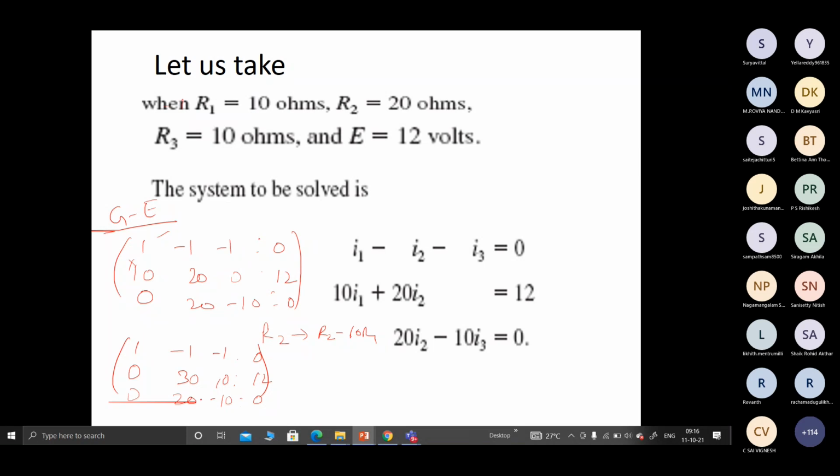Now what you have to do? You have to make this 0 with the help of this. How do you make it? Correct? Did I make any mistake? R2 is 20 plus 10, 30. Correct. Fine.